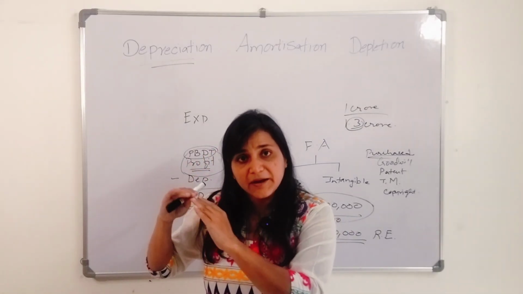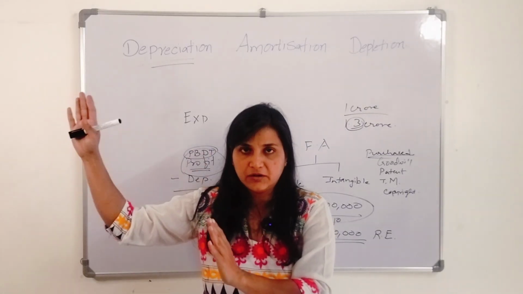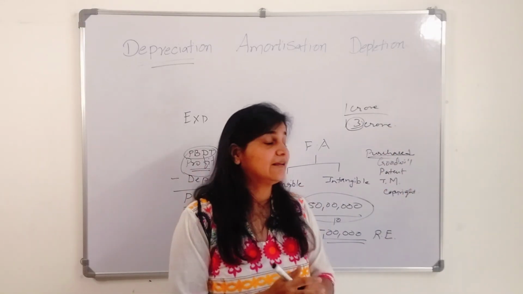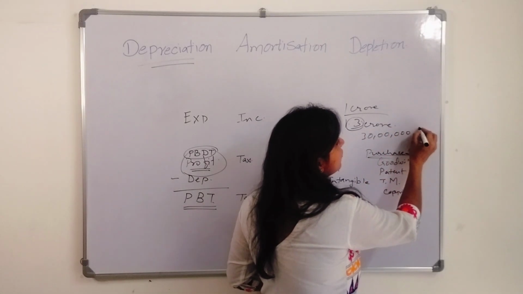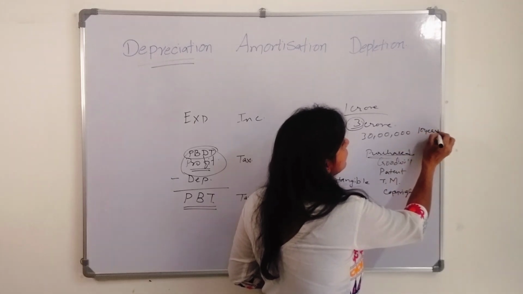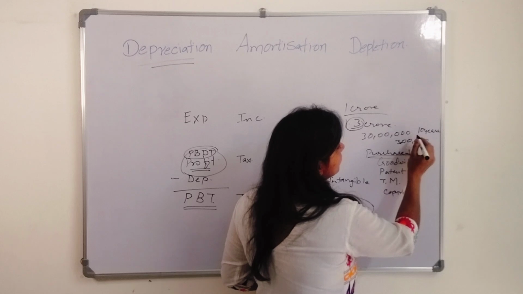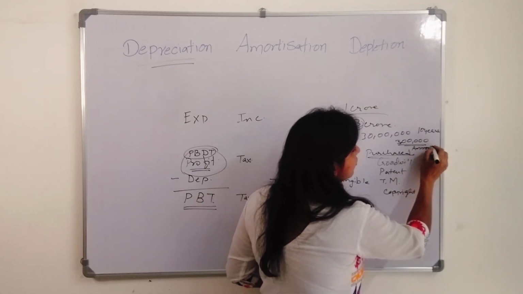It's going to give benefit to him for a certain period of time, not for the whole lifetime, right? So what he is going to do every year: let's say this 0.3 crore, that is 30 lakh, is going to give him benefit for 10 years. So every year he will charge 3 lakh as an expense, which will be known as amortization.